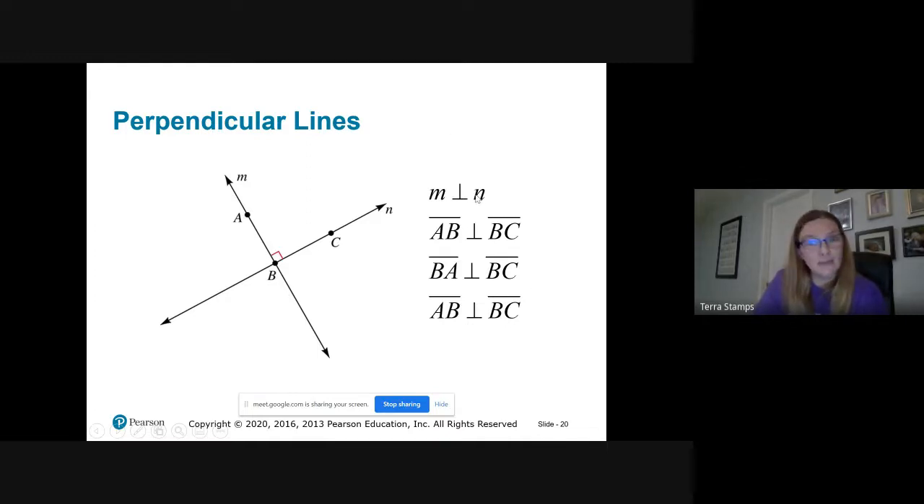I'm sure you've seen this before. This little upside down T. Excuse me. This upside down T is the symbol for perpendicular, just like the two vertical lines is the symbol for parallel. So this is saying that line M is perpendicular to line N.